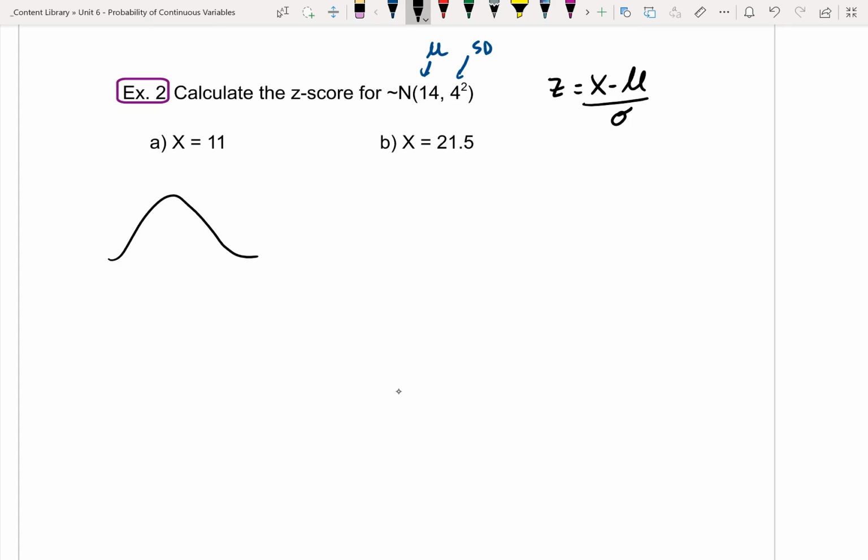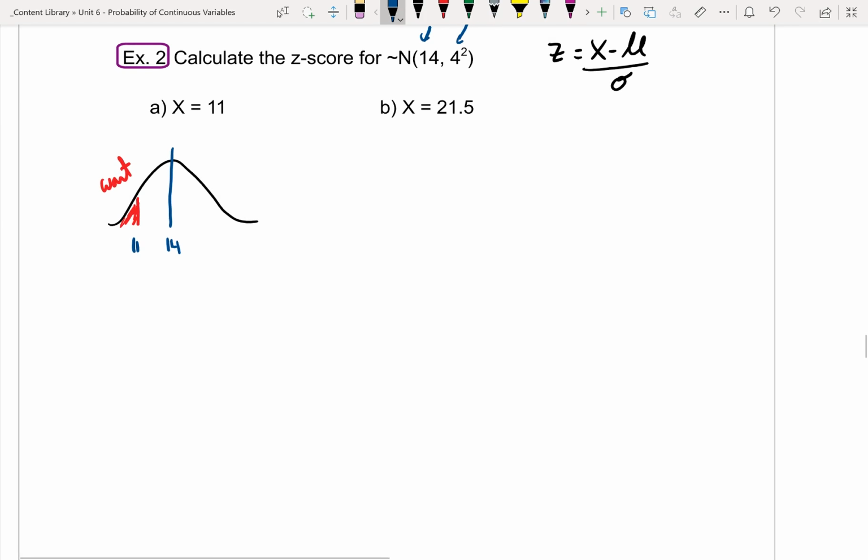if I draw my probability distribution, and 14 is in the middle, I want to find what is the probability for the z-score of 11. So that means it would be here, and it would tell me everything below. So that's what I want.